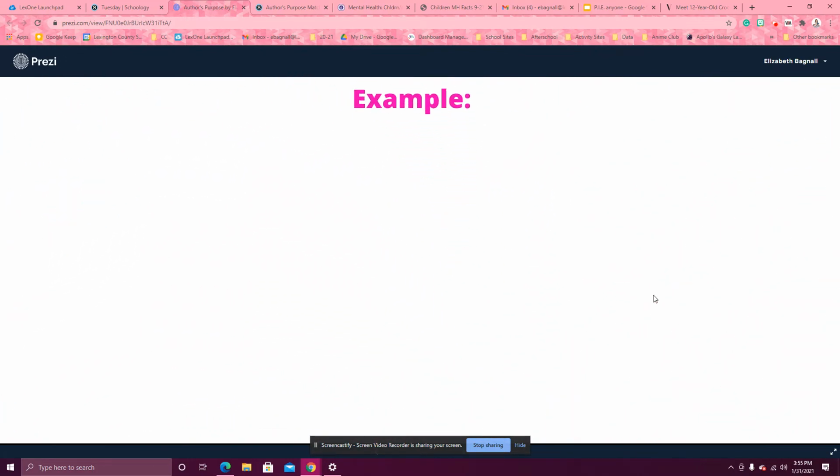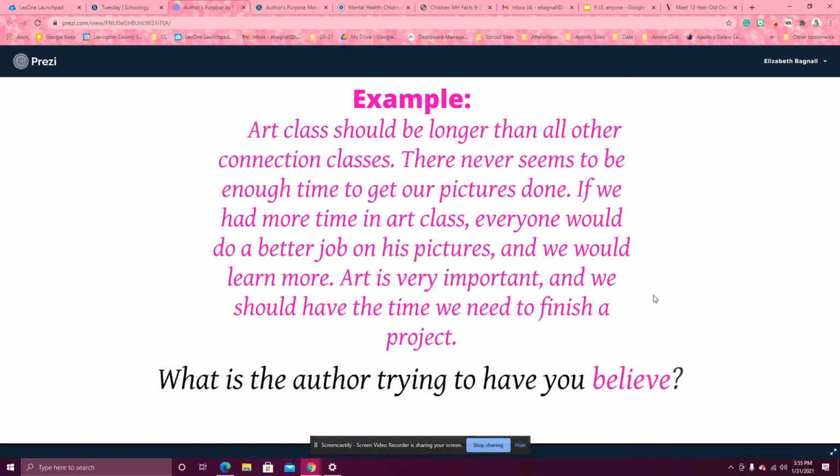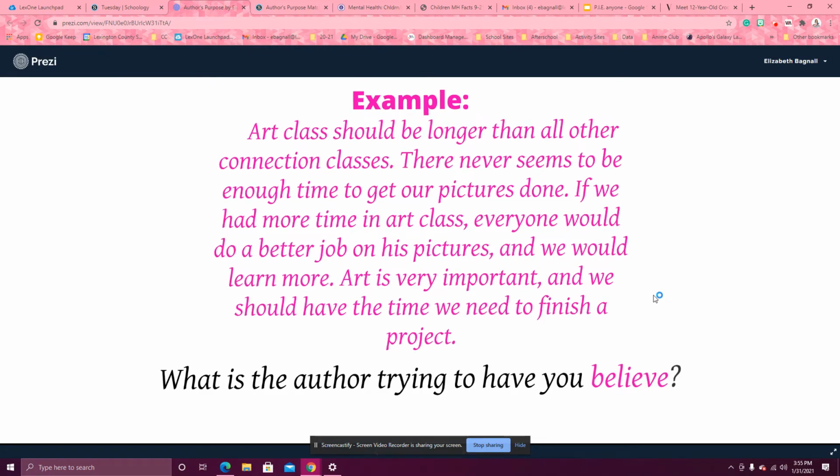So let's look at some examples. Art classes should be longer than all other connection classes. There never seems to be enough time to get our pictures done. If we had more time in art class, everyone would do a better job on his pictures and we would learn more. Art is very important and we should have the time we need to finish a project. So this text is trying to convince the reader to make art classes longer. I don't disagree. I loved art class. They're trying to get you to believe how important art class is.